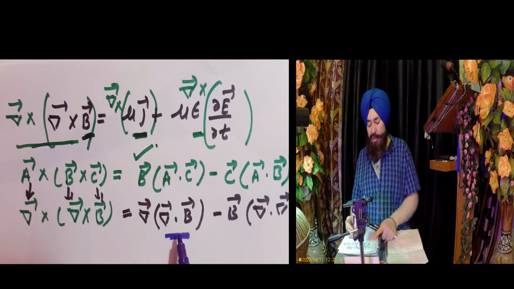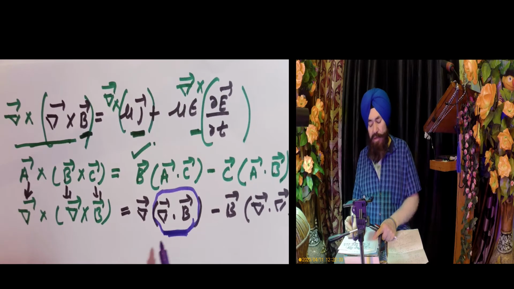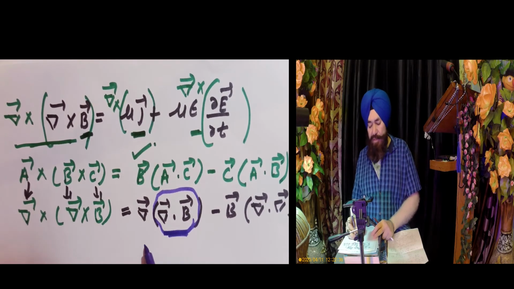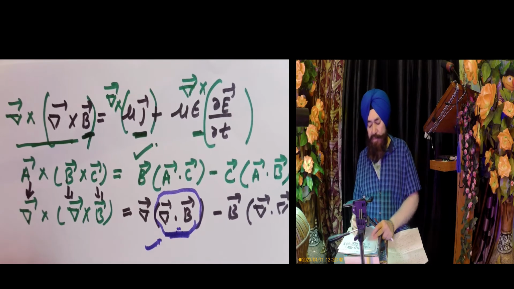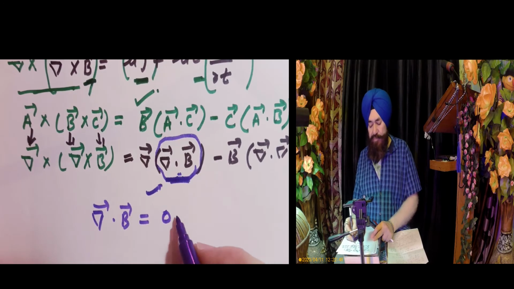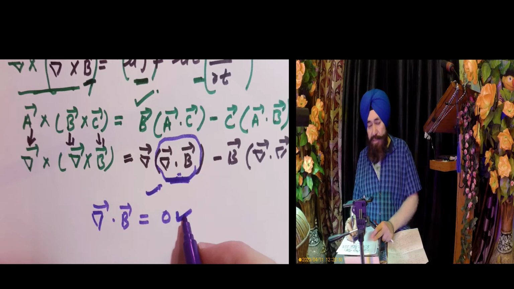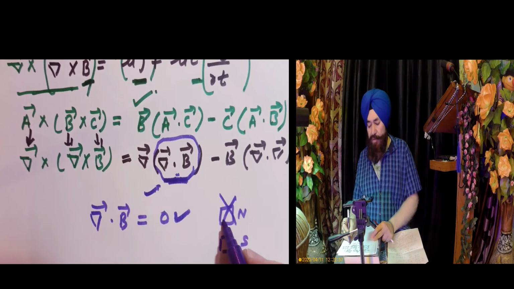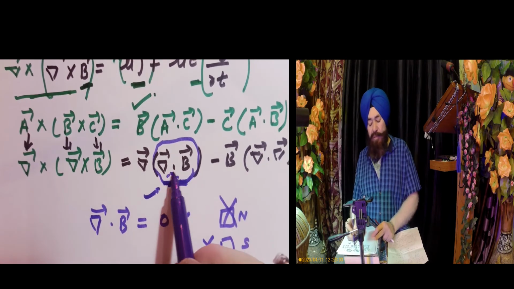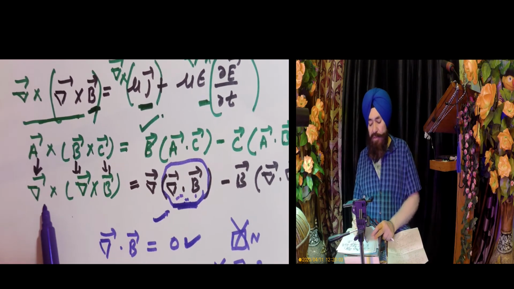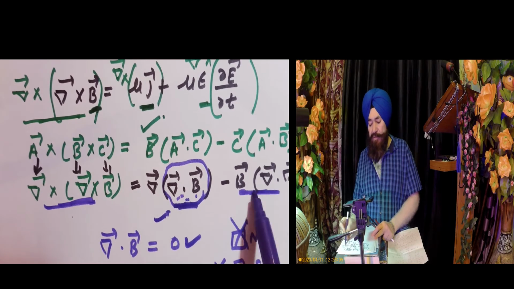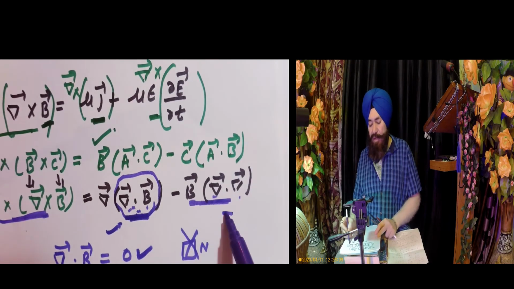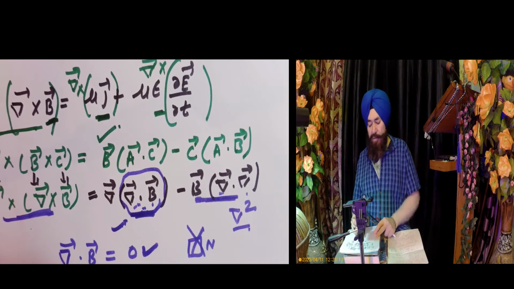Del dot B means monopole does not exist. This is the Gauss law for magnetism. Gauss law for magnetism is del dot B equals 0, because of non-existence of a single pole. So del dot B is 0. Then this becomes only this. Del dot del is del square. Okay.